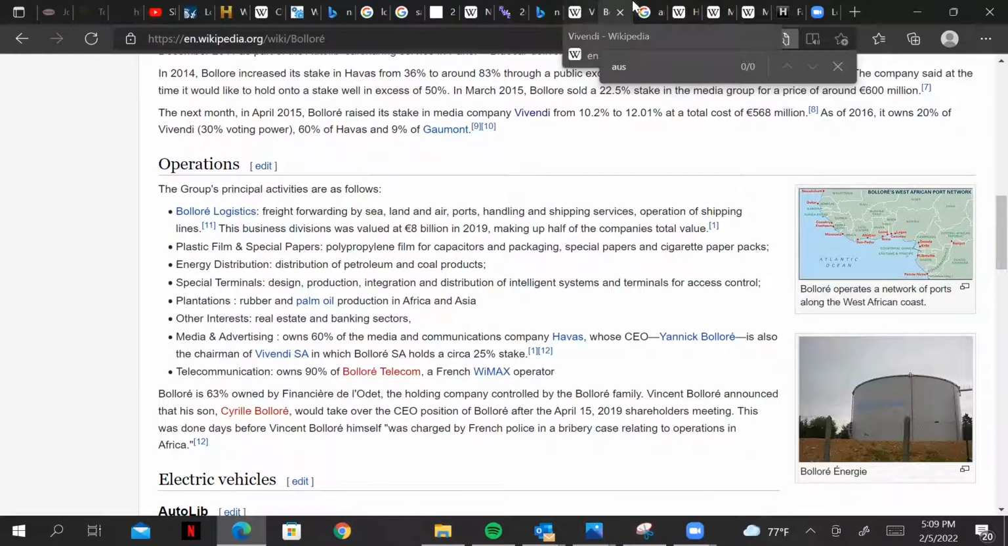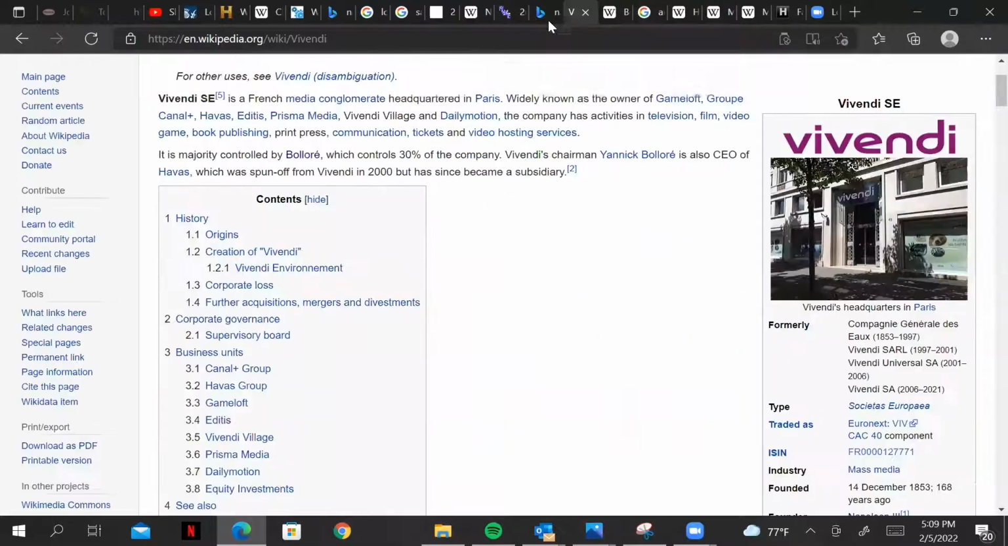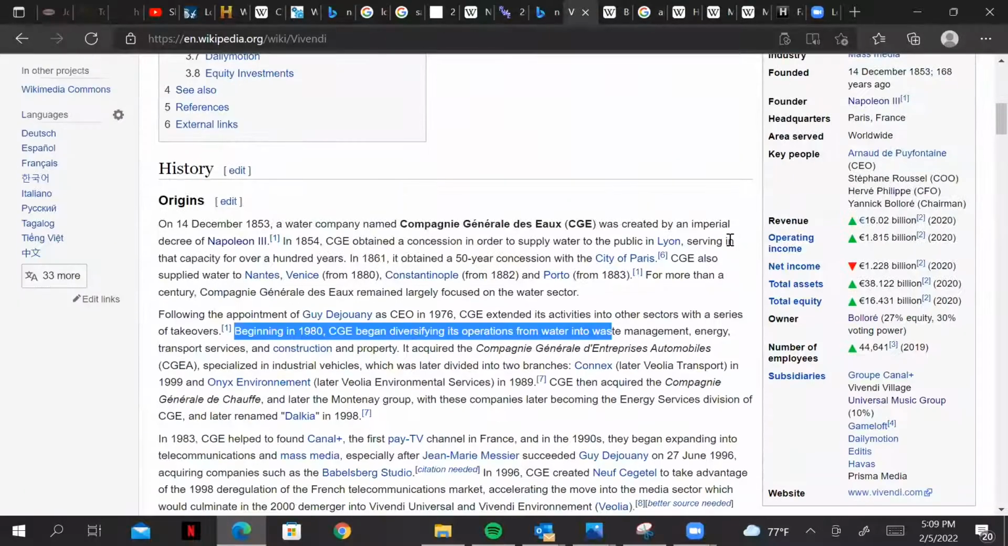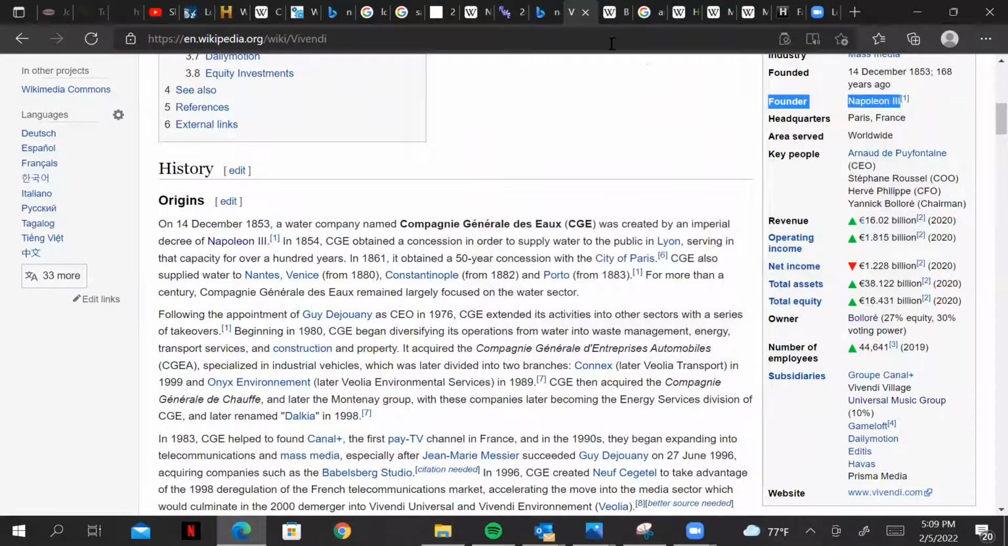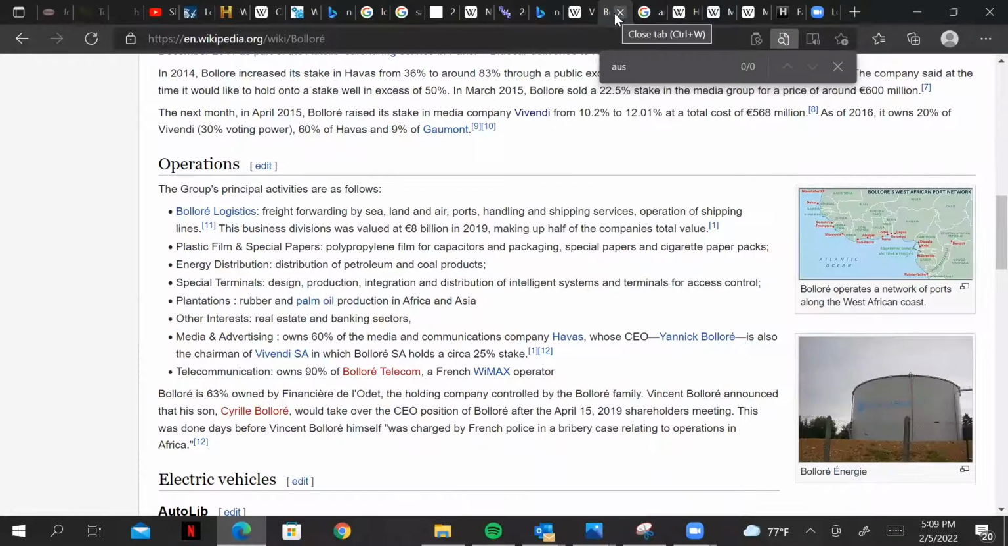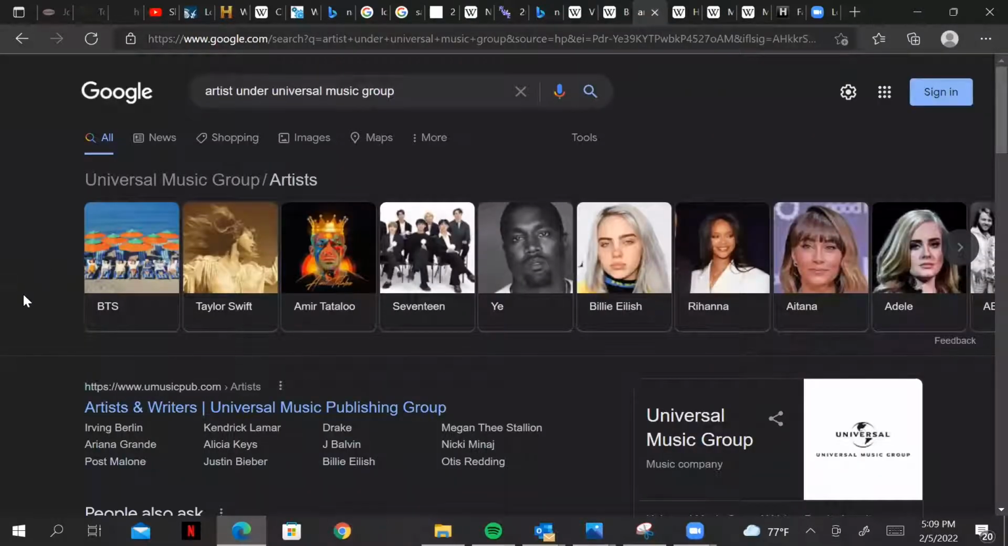So we have Vivendi and we have Boyer. Vivendi is the Napoleonic element, but I felt it would be a disservice if I did not bring up Boyer. And again, I know I'm butchering that name, because they do own a significant portion as well. And that's a separate French family. And these are some of the artists in the Universal Music Group.